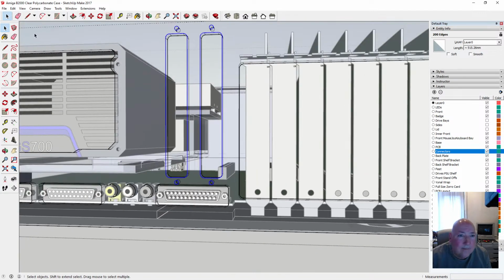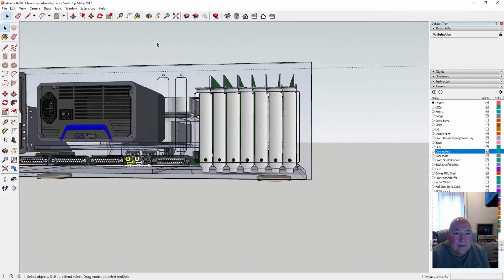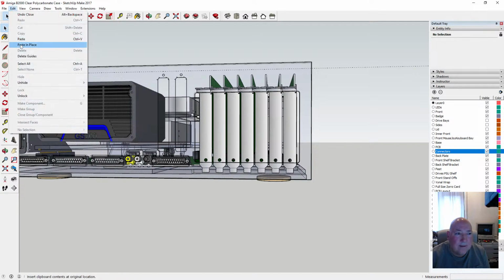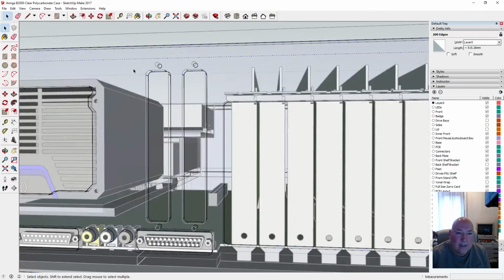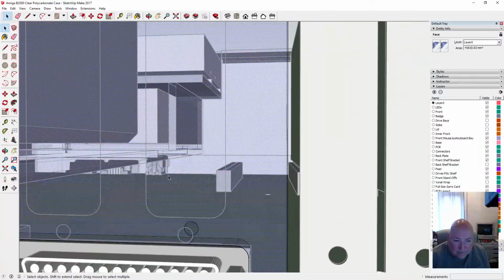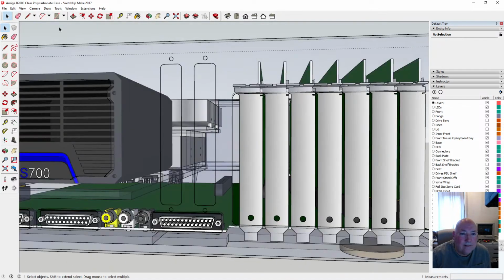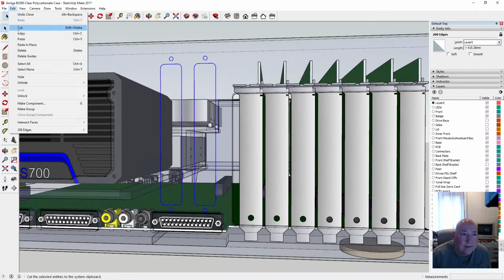Right, so we got that. We cut it. Right, we paste it in place. We go back into here and we select all this rubbish. And we get rid of it. Okay. And we come out. And we grab this back again. We cut it.